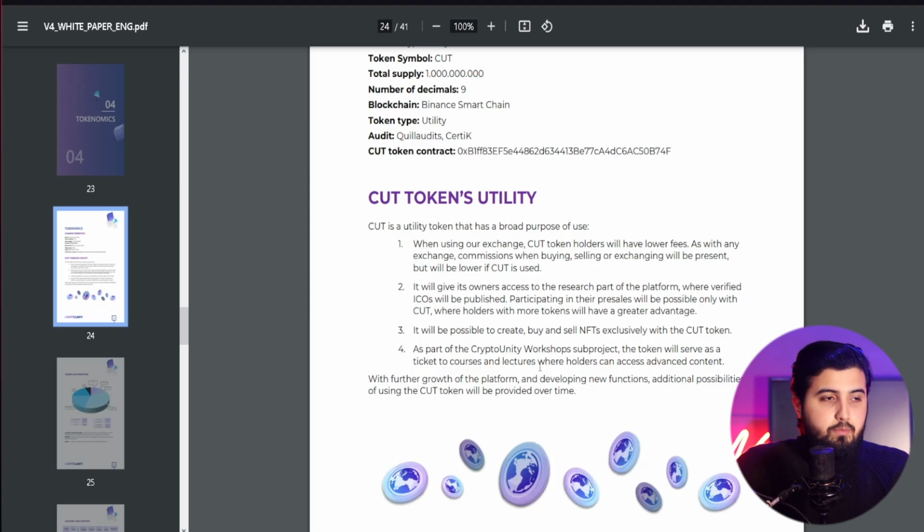And in the NFT marketplace, you're going to use the CUT token to create, to buy, and to sell NFTs. So it'll only be done in the CUT token. And about the educational center or the CryptoUnity workshop, you will use the CUT token to get access to the lectures, to the seminars, to the sessions, and so forth. So these are the places where it gets used.